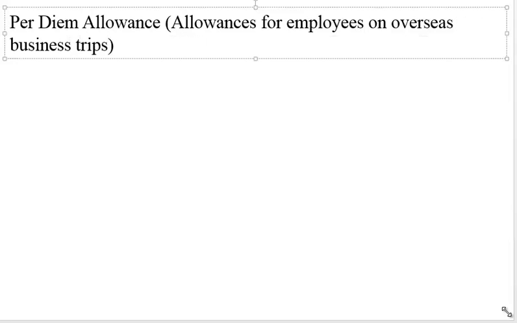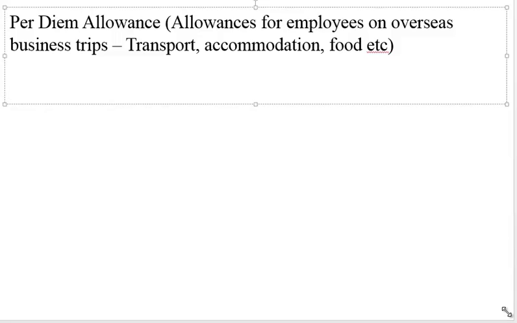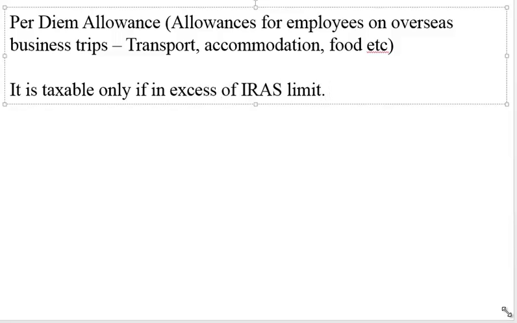Allowances for employees on overseas business trips. Transport, accommodation, food, etc. So how much is taxable? It is taxable only if in excess of IRAS limit. So in bracket you can say only excess is taxable.